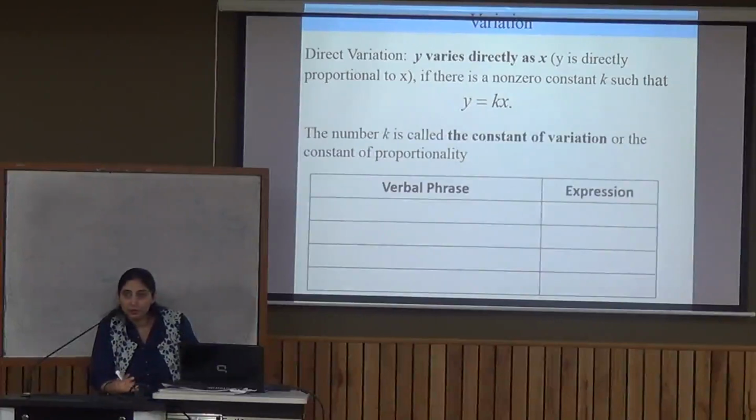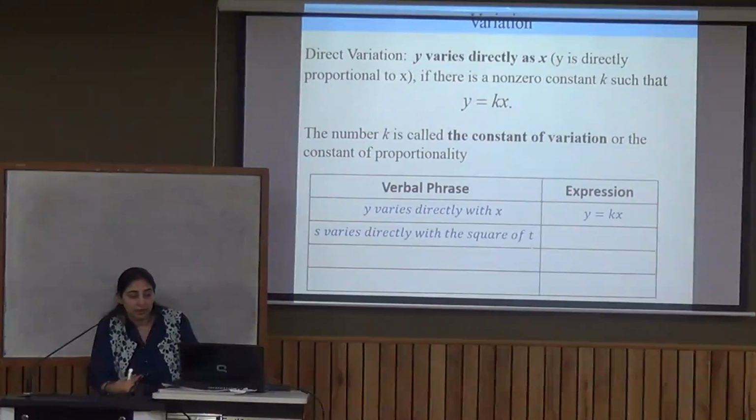Now, here are certain expressions which are given in English form. We want to express them in algebraic form. Y varies directly with x. How could we write this expression? We can say that y is equal to kx. S varies directly with the square of t. We can write it in the form s is equal to kt square.